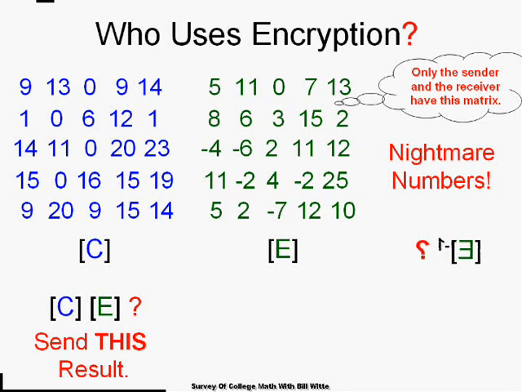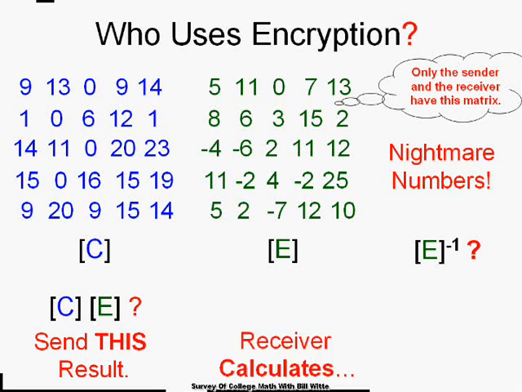Can you help me? Well, if they have the E matrix, the encoding matrix, they can also figure out what E inverse is, can't they? Hey, wait just a minute. So the receiver, and only the receiver, could then type on their calculator C times E inverse, which they have available to them because they know E, and what would happen?